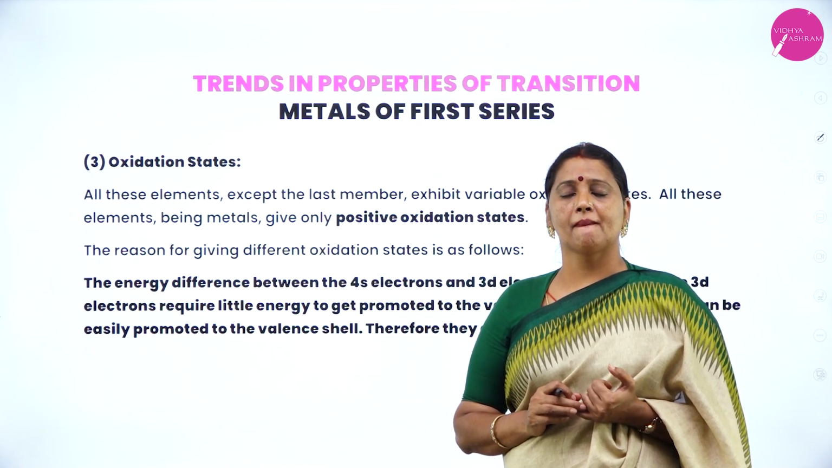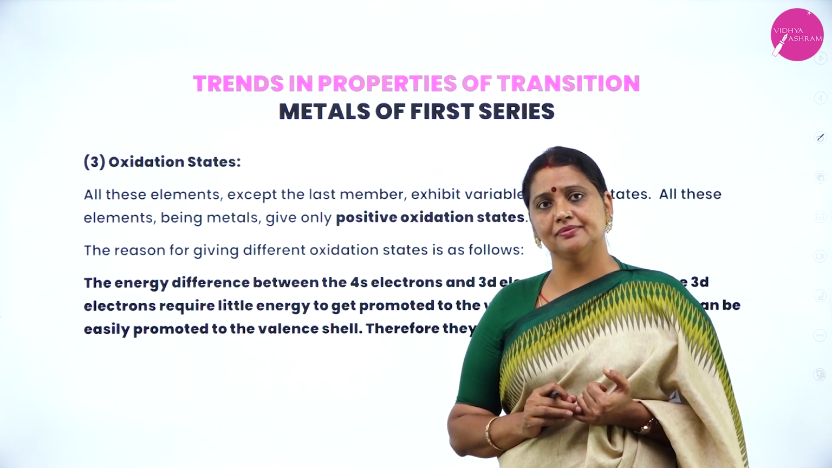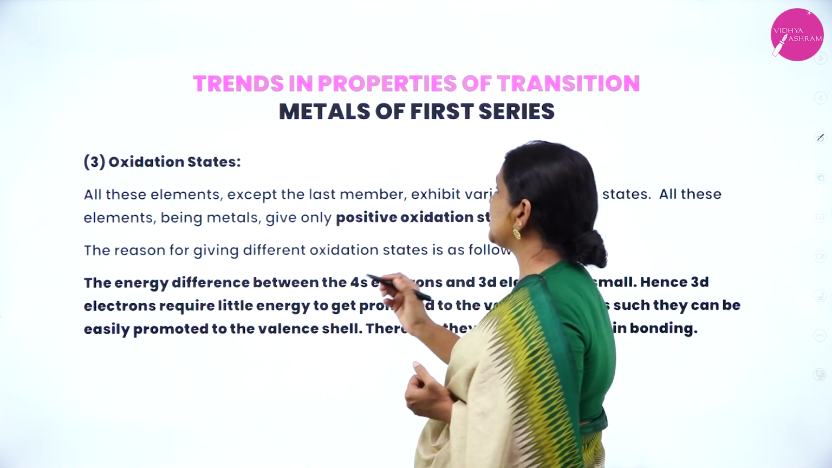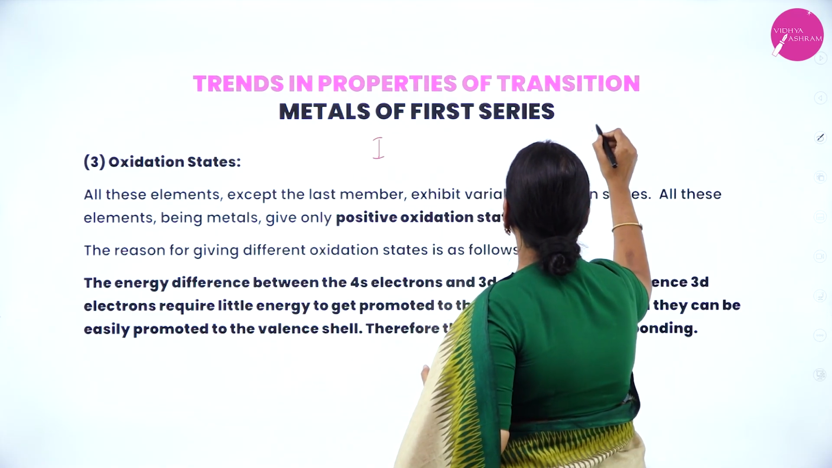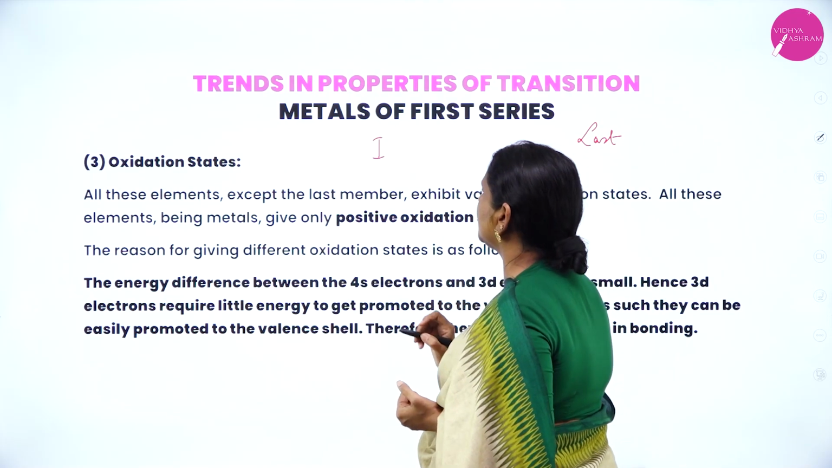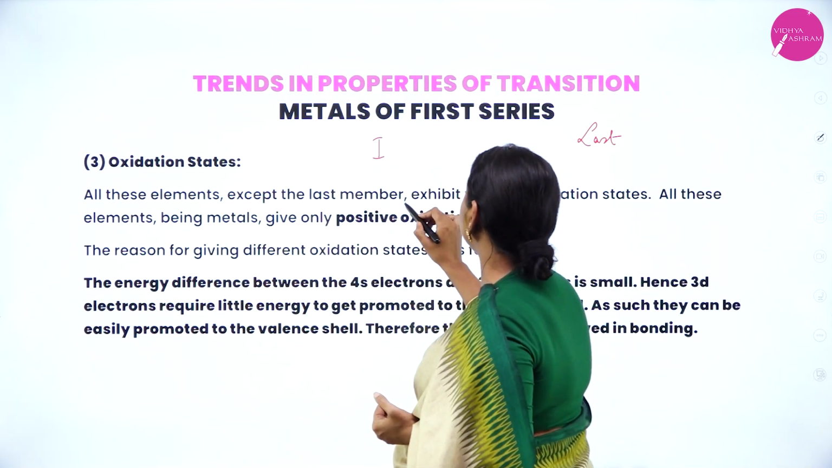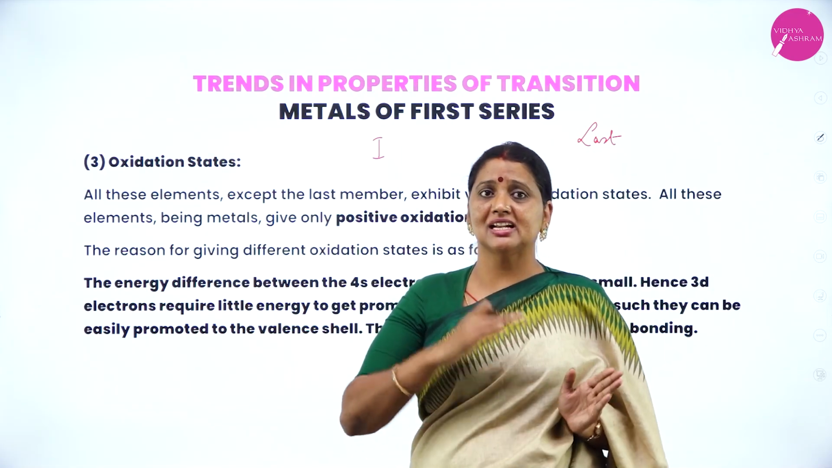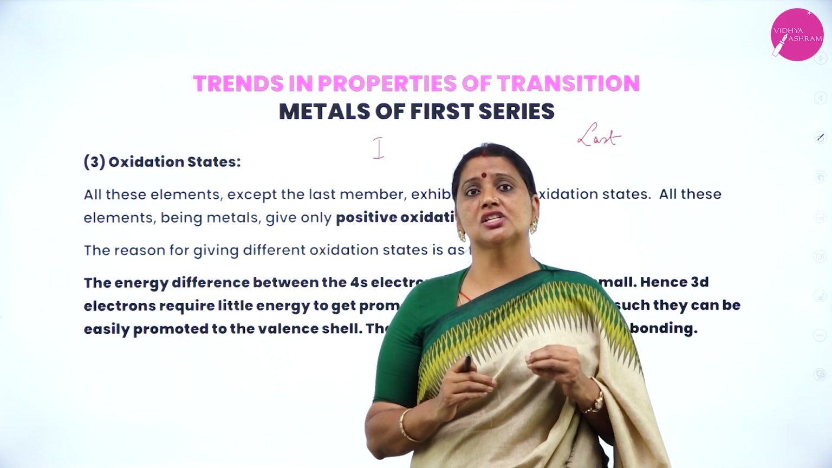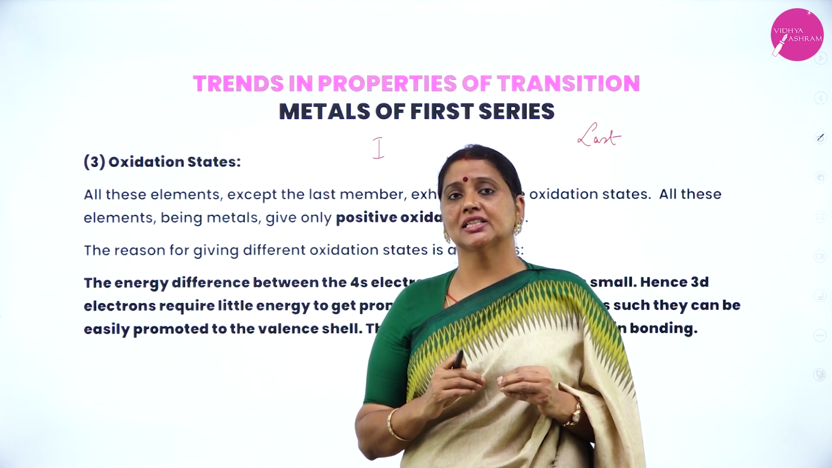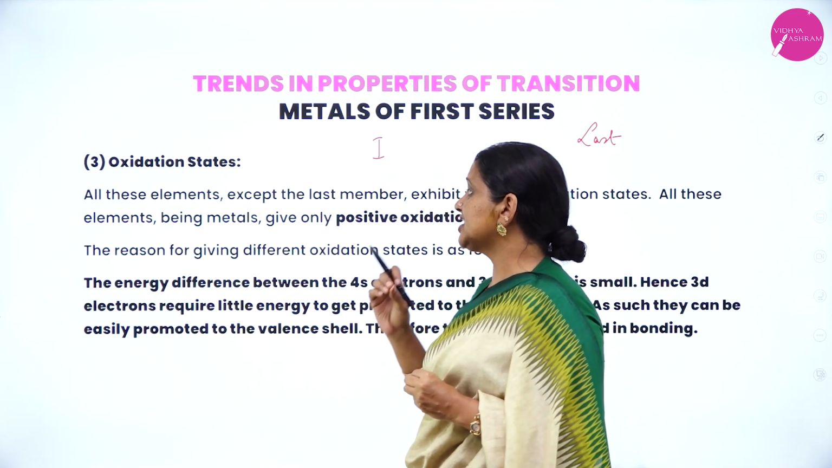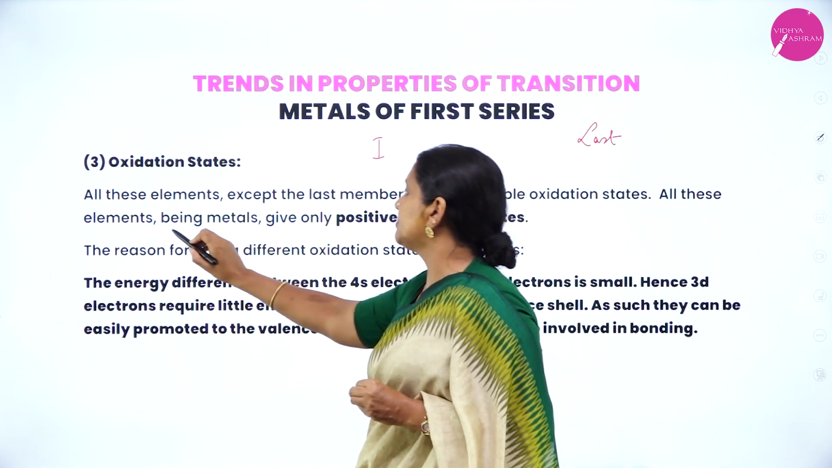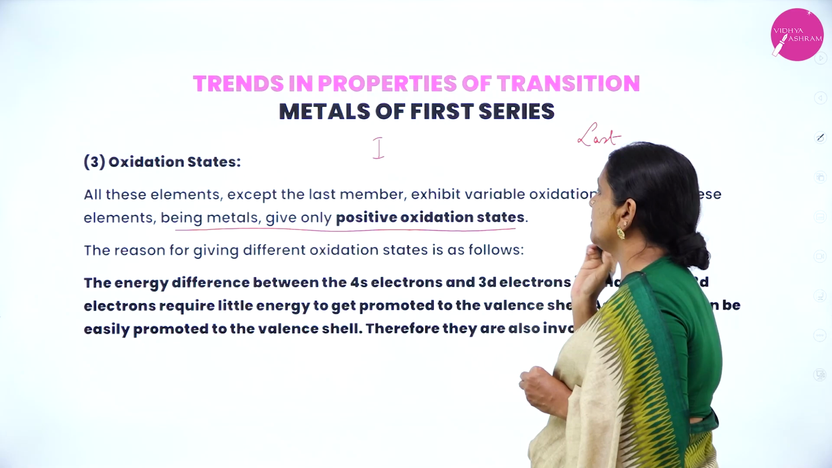When you consider the 3d series or any series in transition metals, the first member as well as the last member does not exhibit variable oxidation state. Other members exhibit variable oxidation states. All the elements except the last member exhibit variable oxidation. All these elements, being metals, give only positive oxidation states.